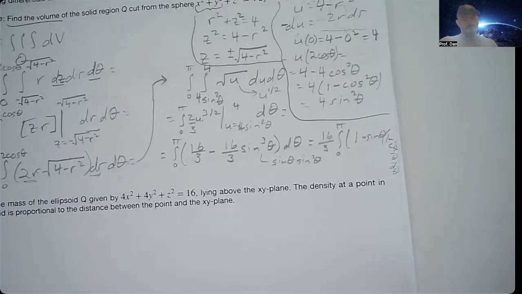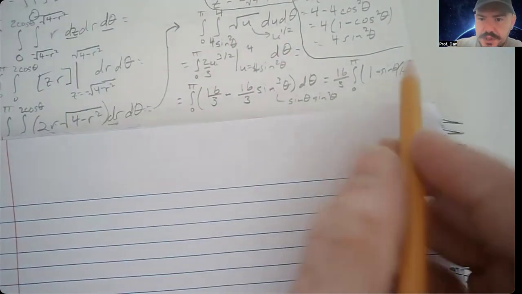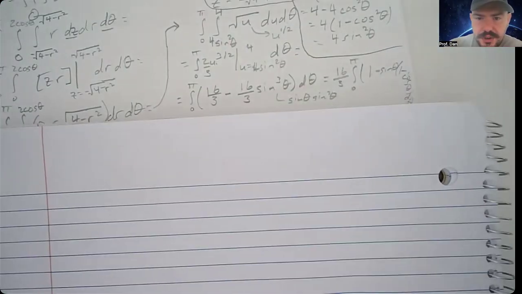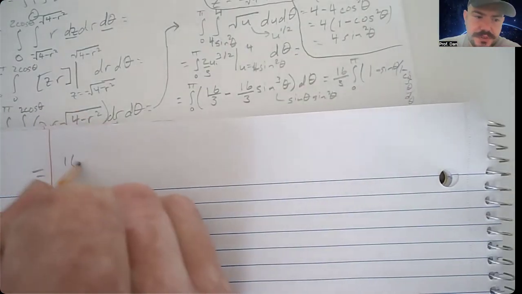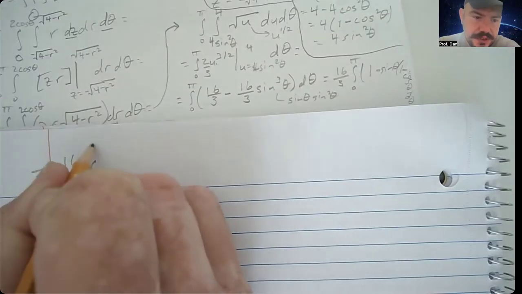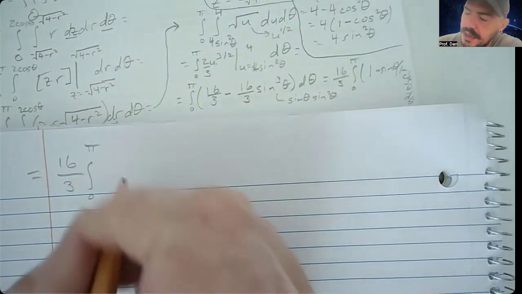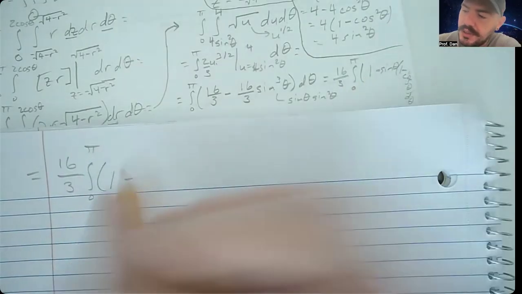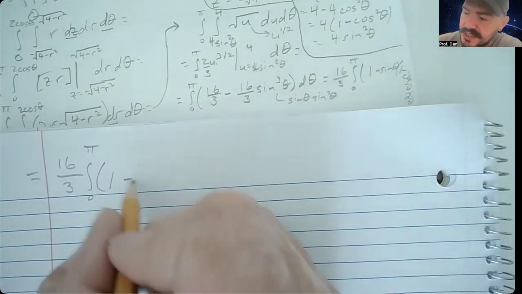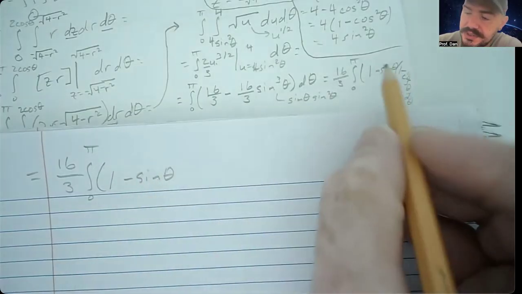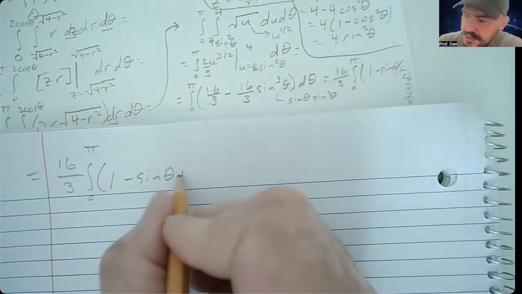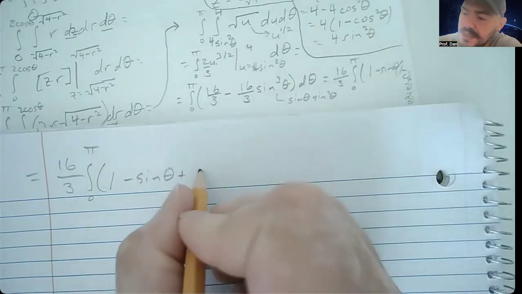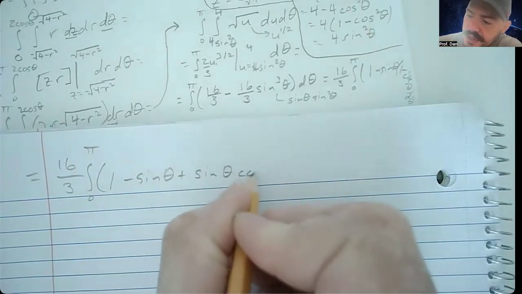Okay. So what I'll do next is I will distribute the sine theta to both of these terms. So at this point, we're up to 16 thirds times the integral from 0 to pi of 1. That's the one that's left over from here. Distribute, I get minus sine theta. Distribute, I get plus, because negative times a negative is positive, sine theta cosine squared theta.